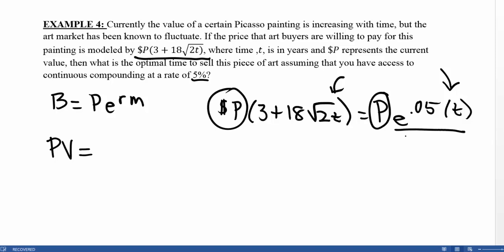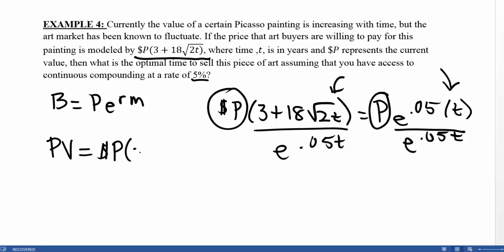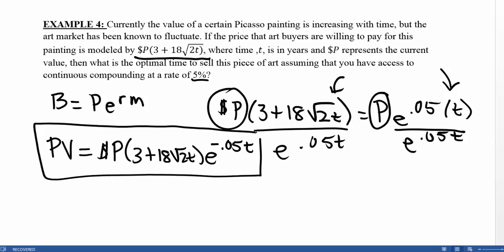We can divide both sides by e to the 0.05t. And remember, if we divide by an e term to a power, we can bring it up by making that power negative. So our present value is p times (3 plus 18 square root of 2t) times e to the negative 0.05t. Now, that represents some sort of number, right? Normally, when we're talking about present value, we'd be taking the future value to solve for something else. But what do we even do with this information?